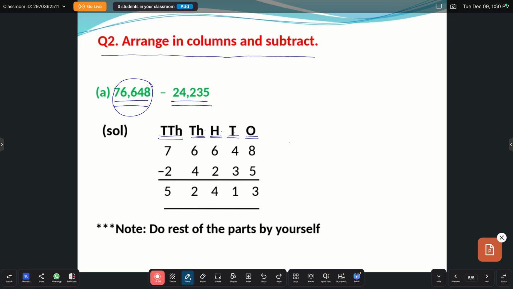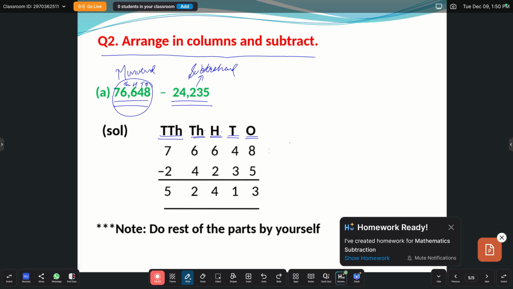See, beta, this is our minuend. And this number that we are subtracting, this is our subtrahend. So, we have to first write down the minuend. As you can see, this is ones place, tens place, hundreds, thousands and 10,000s place.